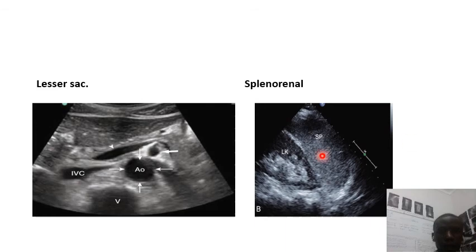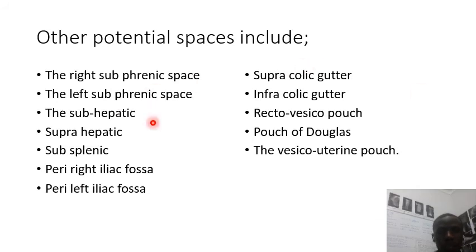The other space we also have is the lesser sac, this is our pancreas, and this is the stomach, so the space in between is the lesser sac. Whereas we also have the splenorenal space, which is the space between the left kidney and the spleen. And we also have the left subphrenic space, which is below the diaphragm at the left side. And also we can have the subsplenic space just below.